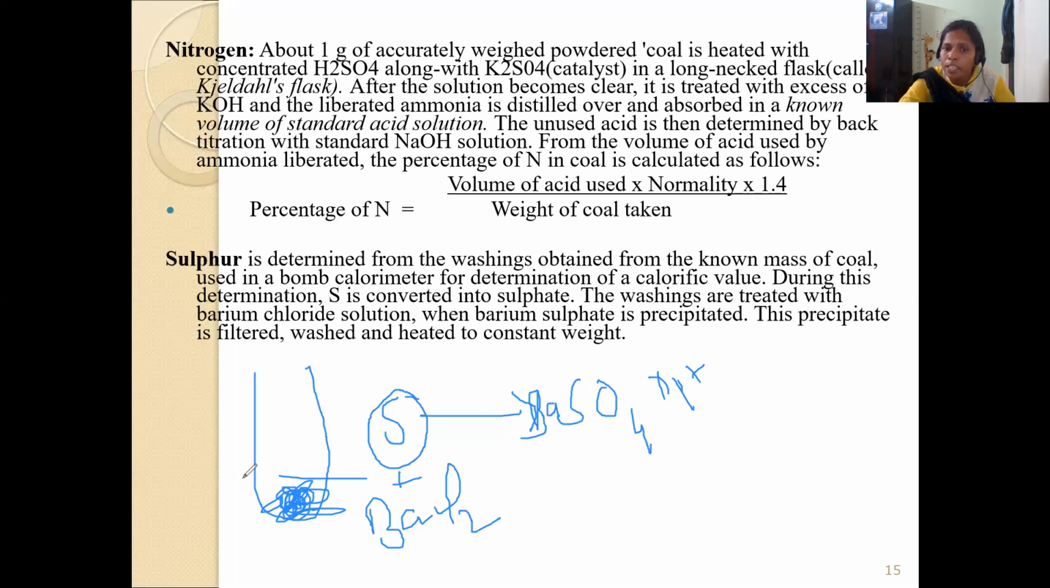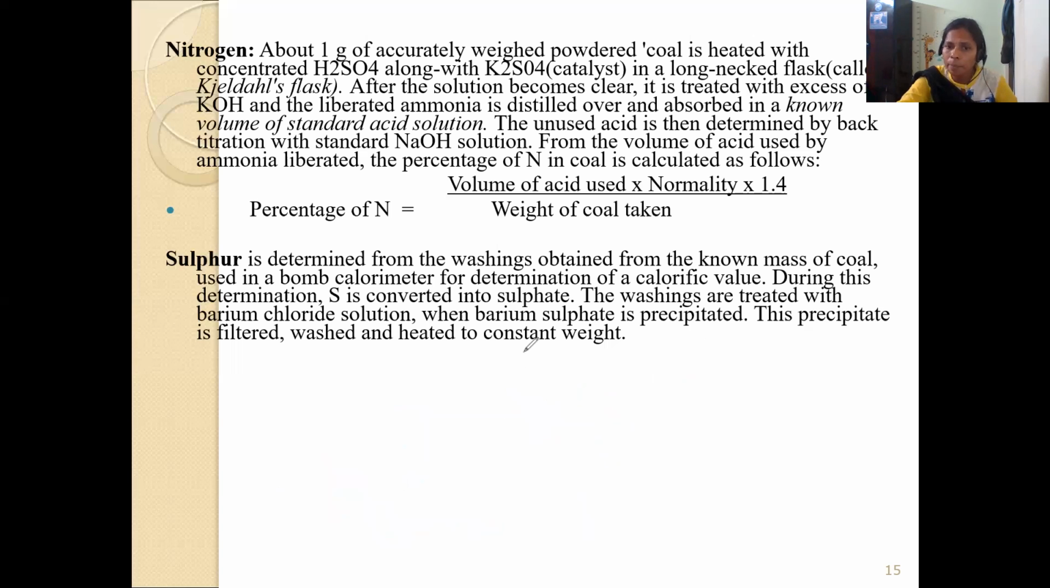If we collect this precipitate and weigh it, we can find out the percentage of sulfur. But how can we find out this weight? By the filtration process. When you filter this, you will get this barium sulfate powder on the filter paper. By using this powder weight, we can find out the percentage of sulfur, that is, how much sulfur is present in the coal sample. That means sulfur is converted to barium sulfate, and from the barium sulfate weight, we are going to find out the sulfur.